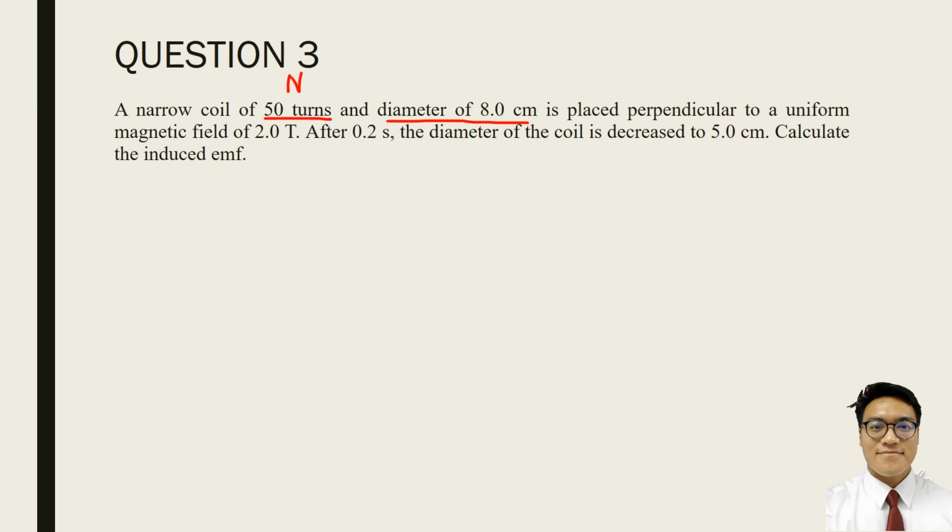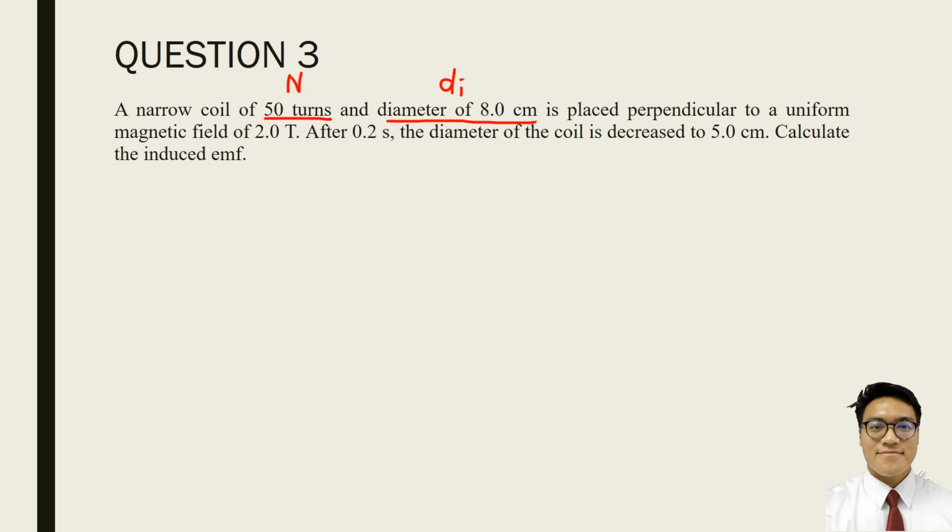From this case, the diameter of the coil is changing. So that means the area is changing. Therefore, the magnetic flux is changing. When we have a change in magnetic flux, we will have induced EMF. So here, the diameter of 8 centimeter is actually the initial diameter. And then placed perpendicular shows that theta is 90 degrees to the magnetic field.